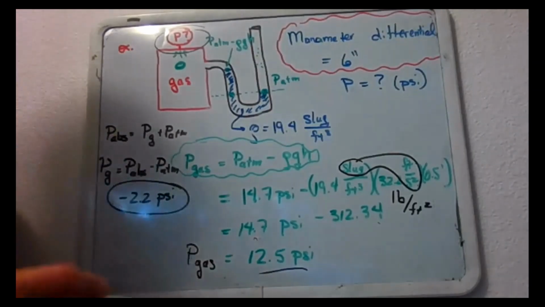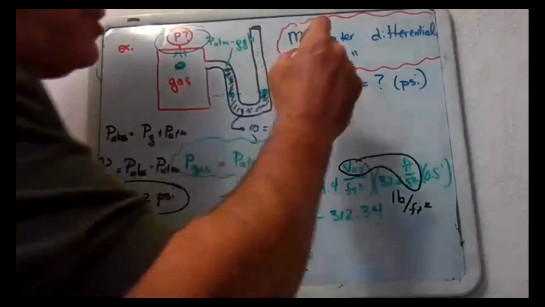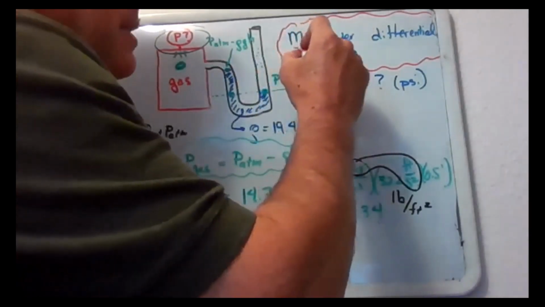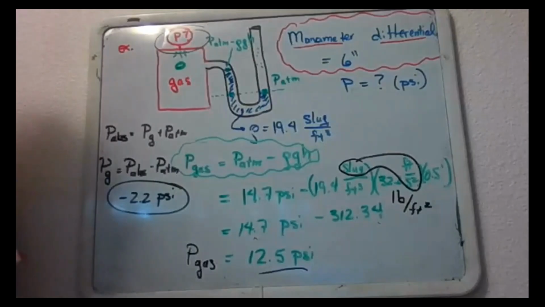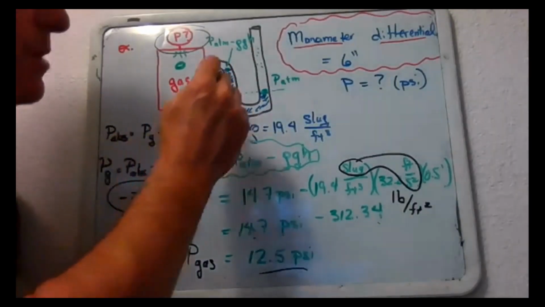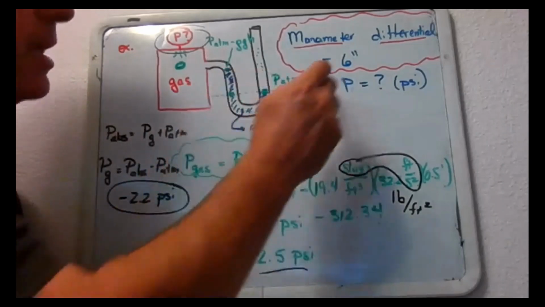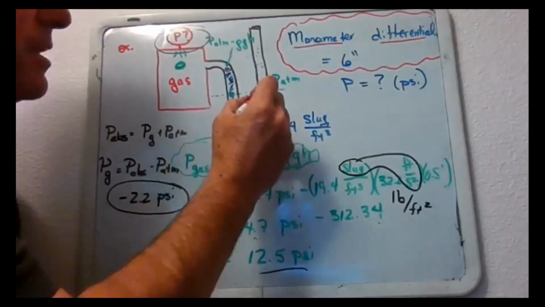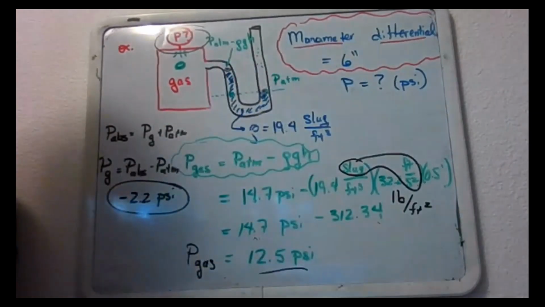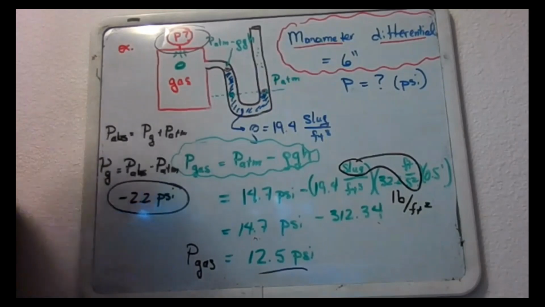I would like you, but will not require you to know what is meant by this. This phrase, the manometer differential, if you ever see that phrase, that means the difference in height between the two sides of the manometer. So it says the manometer differential is 6 inches. So that means the difference between this and this is 6 inches. All right, good.